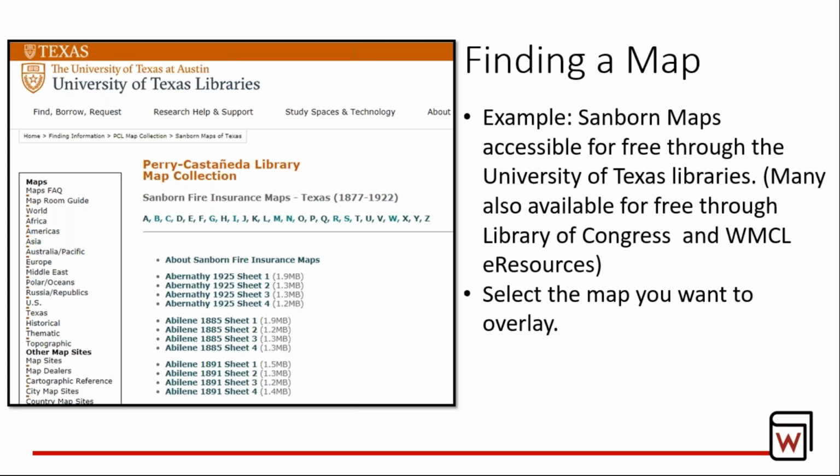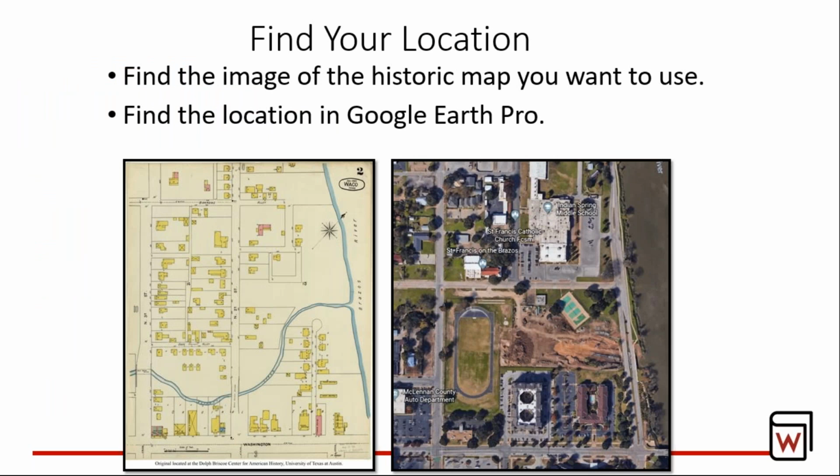And then you want to find the map that you want to overlay and find its equivalent location in Google Earth on the modern map. So here I have a historic map of what is now Washington and University Parks. And then I also have the modern view of that same intersection.